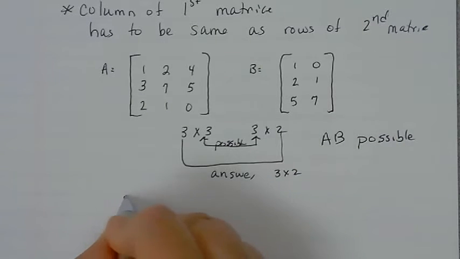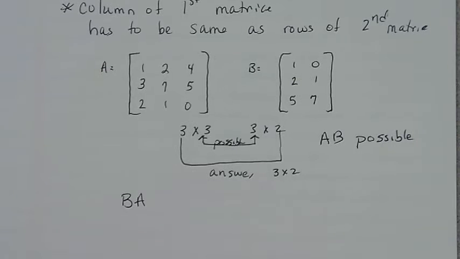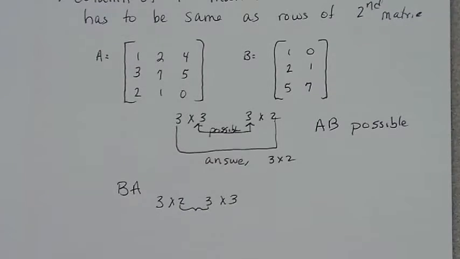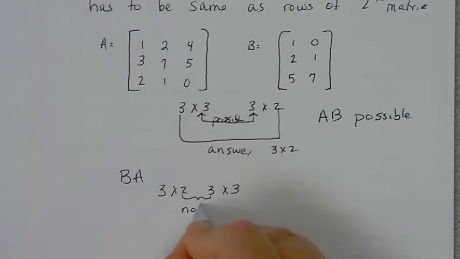Let's think about if we were doing B times A. B is a 3 by 2, and A is a 3 by 3. So this time, if I did B times A, I could not multiply. It would be not possible because the inside numbers do not match up. A lot of times on the ACT, they don't ask you to multiply 2 matrices. They ask you if it's possible to multiply the 2 matrices. So I would start with that first and look for columns and rows to match up.